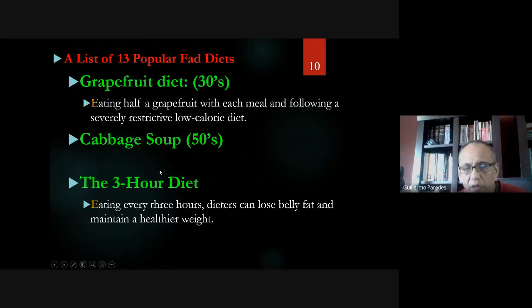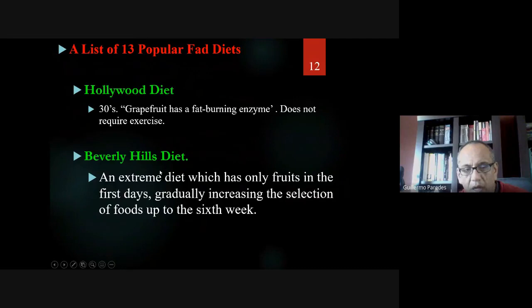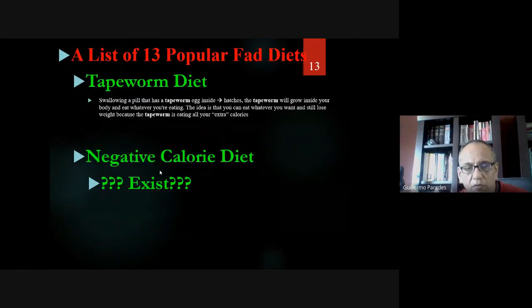Cabbage soup, 50s. I'm not going to go into each of these. Negative caloric intake basically doesn't exist. There is no negative caloric intake. There is no negative energy or diet.